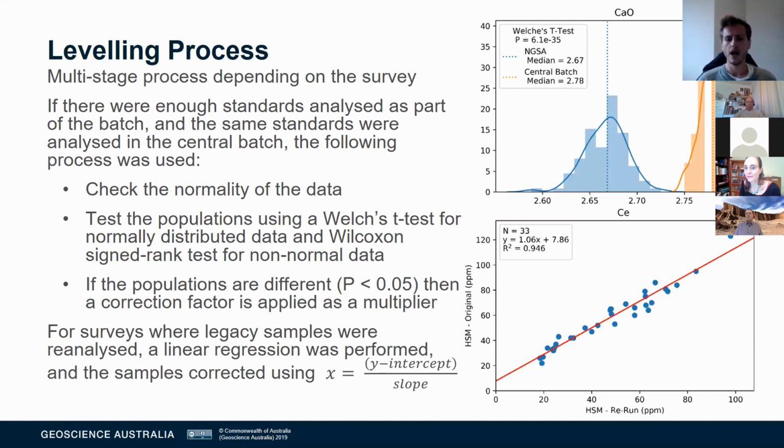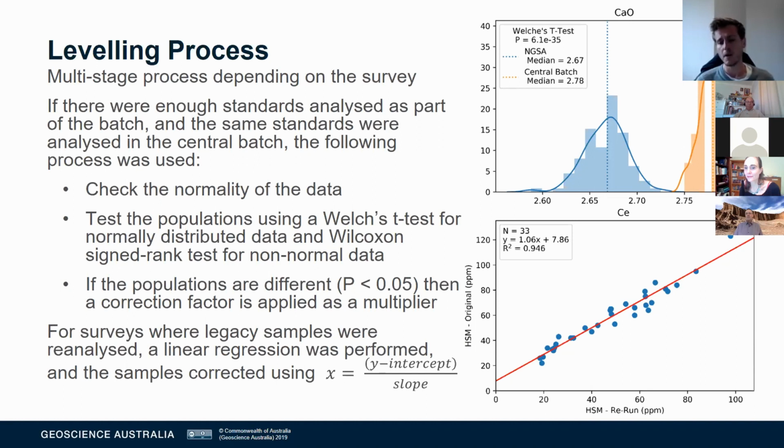So we reanalyzed a lot of these legacy samples in order to compare the original results with the rerun, to see how easy it would be to level them, and also whether it would actually be applicable at all. As you can see in that bottom plot, it's the rerun samples for the Headley, Seagull, Mammoth Mines mapsheet areas against the originals.